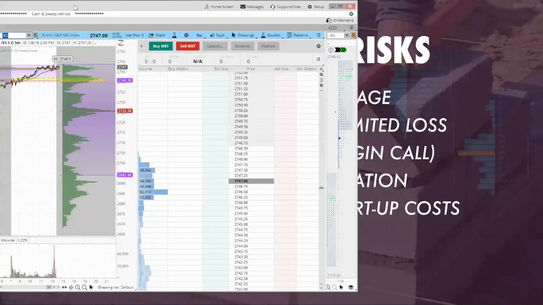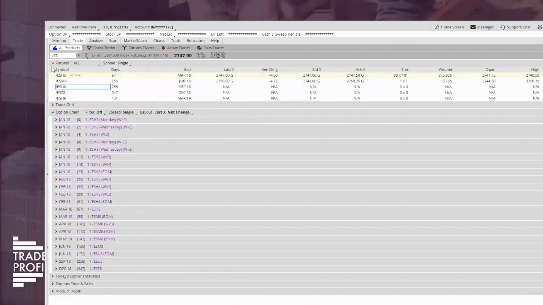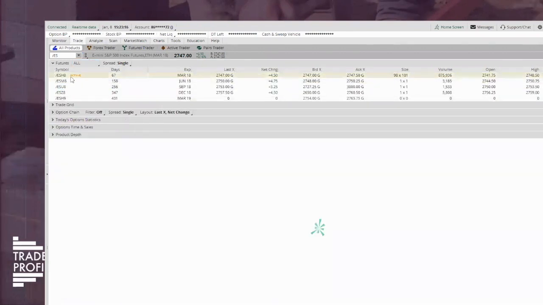So just to give you an idea of what that looks like, let's go over here. We're going to look at S&P 500 futures. We're going to look at all of the active months. You can see that right now there are 5 contracts that are open. So this is a March contract. It expires in 67 days, all the way down to March of 2019. So you actually trade a position for March 2019. That's 431 days.